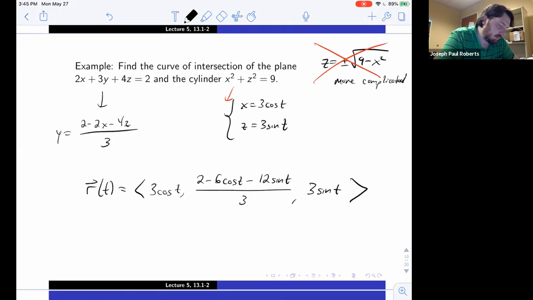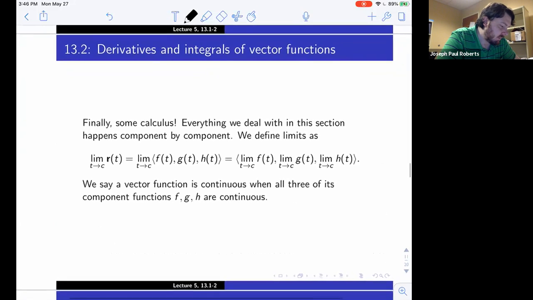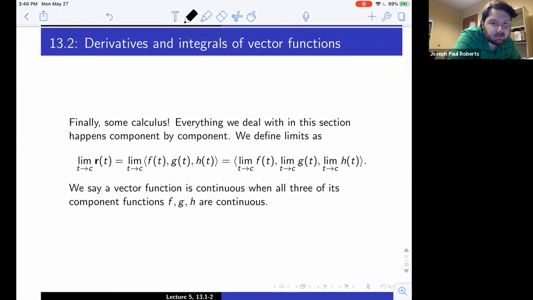And so I guess now it's time to rectify the fact that you've been getting ripped off a little bit. This is a calculus class, and we have not been doing any calculus yet. And today that's going to change. So 13.2 talks about derivatives and integrals of vector functions.